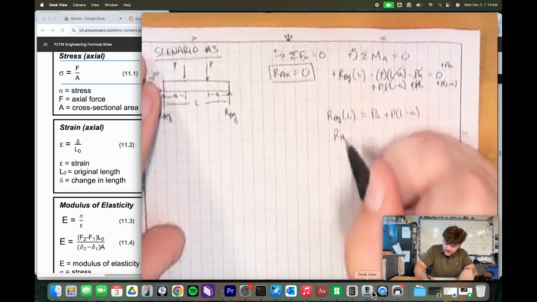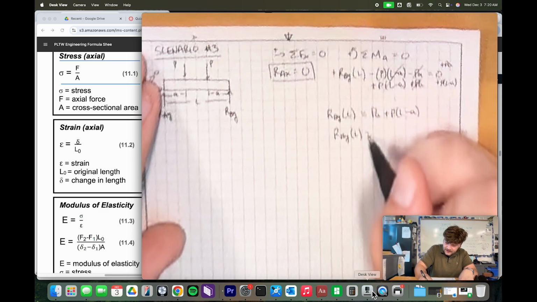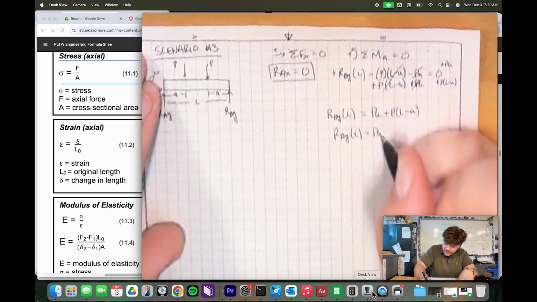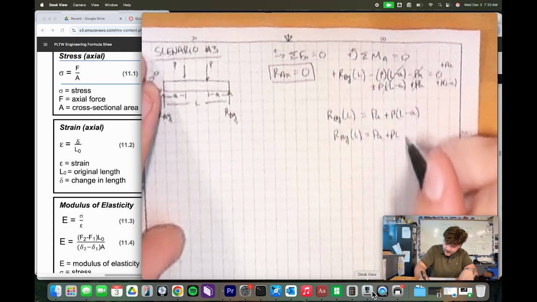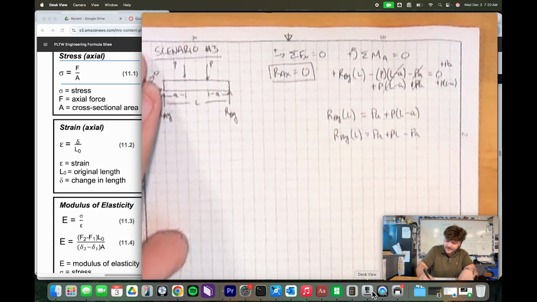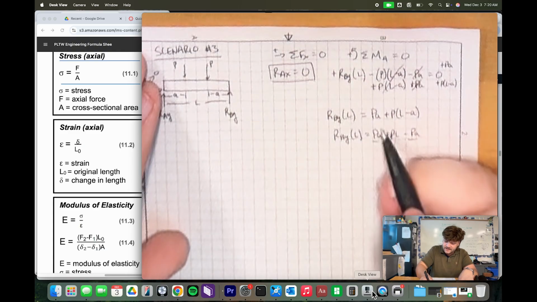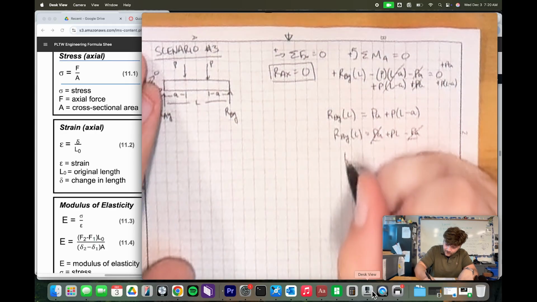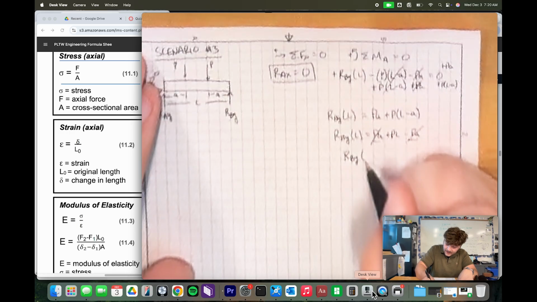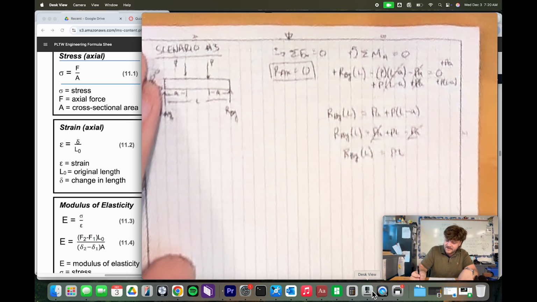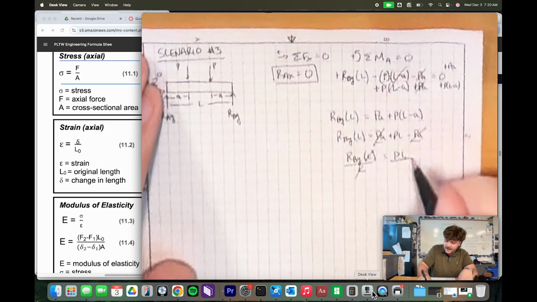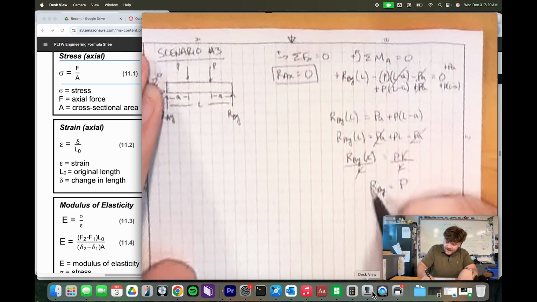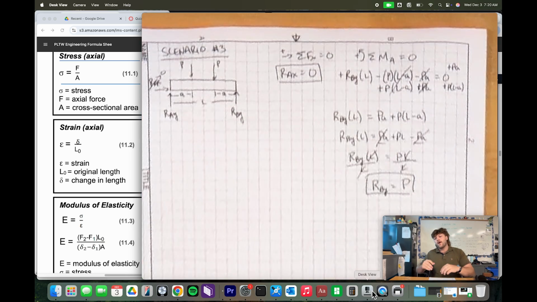Now what we can do is distribute this out, right? The P times L and then P times negative A. So we have PA plus P times L minus P times A. Now, these are like terms, right? If we have a positive PA and then minus PA, it's going to cancel out. Then we're left with RBY times L is equal to PL. Now, if I divide this side by L, I can also divide this side by L. So we get RBY by itself. And that's how we find RBY is going to be equal to P.